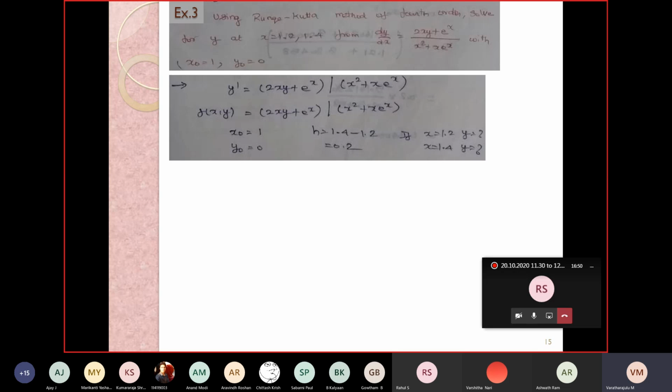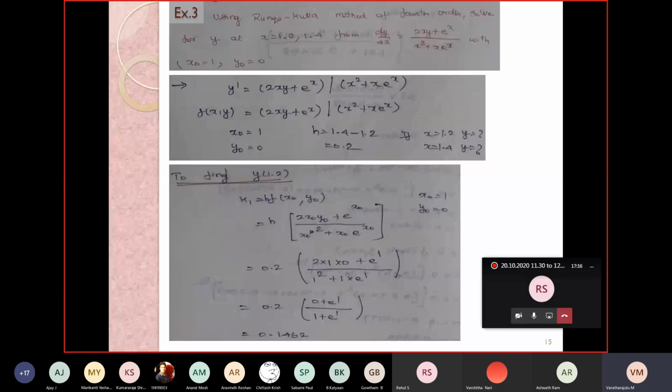And our x naught, y naught, and h is equal to 0.2. If x is equal to 1.2, what is our y? And if x is equal to 1.4, what is our y? In the first iteration, we will find the y value at x is equal to 1.2. With the aid of that result, we need to carry the results forward in order to find the y value at x is equal to 1.4. And this is when x is equal to 1.2.